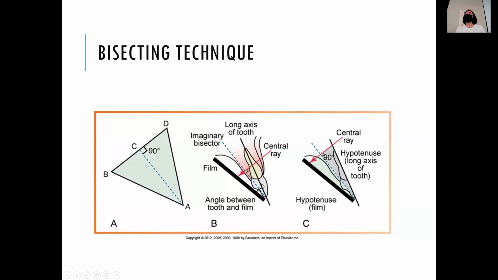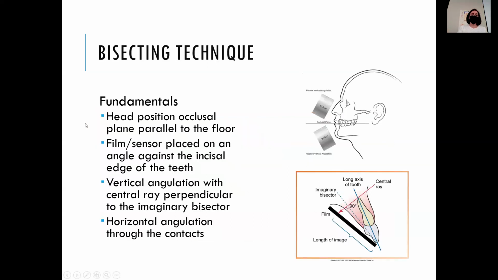Here's the long axis of an anterior tooth. Here's the film. And they have created the central ray at such an angle to come down and hit the film at a 90-degree angle, or hit the bisector at a 90-degree angle. So you're not, oops, sorry.